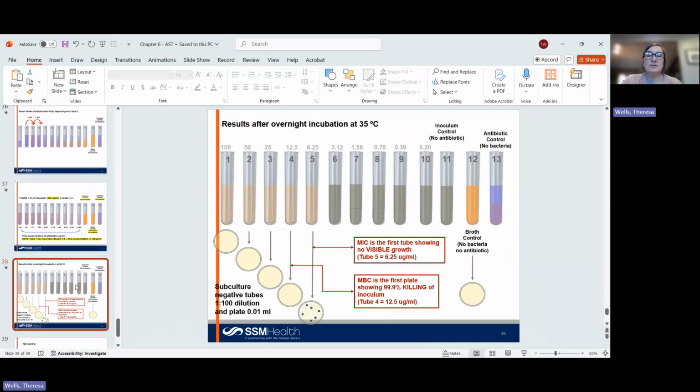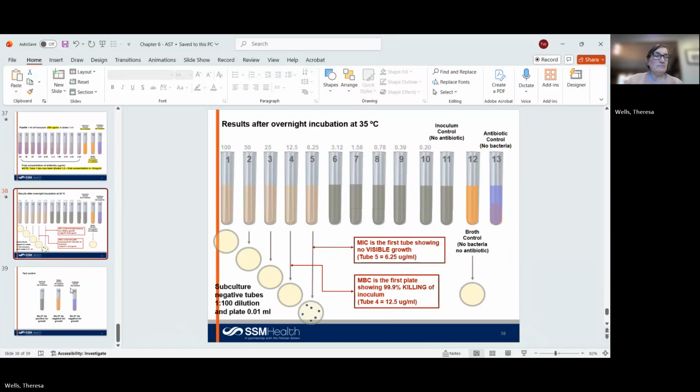So they continued to inhibit and show bactericidal or bacteriostatic activity. So now tube 4 is with the 12.5 micrograms per mil of antibiotic. That is the lowest concentration that killed the organism, as our MBC. All right. So in this case, tube 5 is your MIC, and the concentration is 6.25 micrograms per mil. Tube 4 is how much it took to kill the organism, and it's 12.5 micrograms per mil.